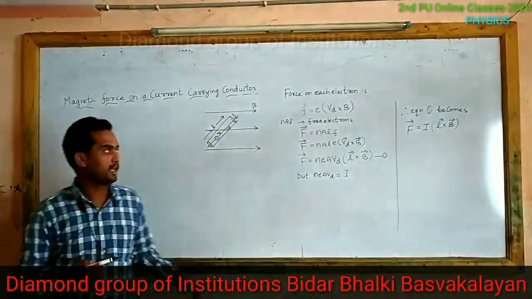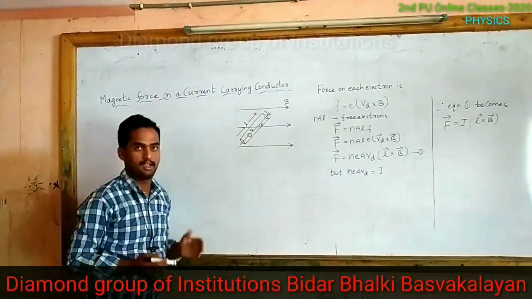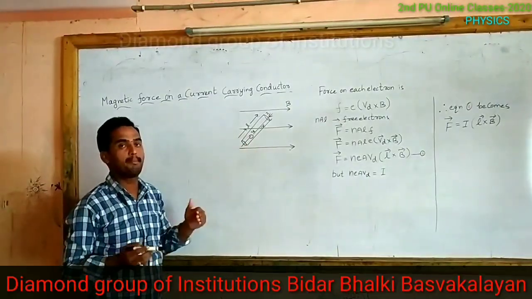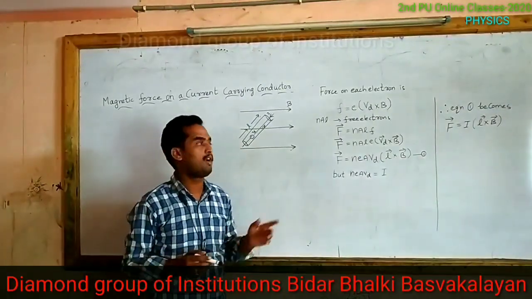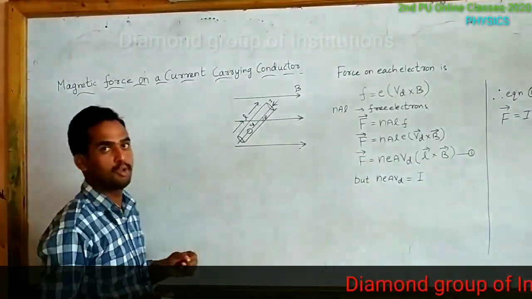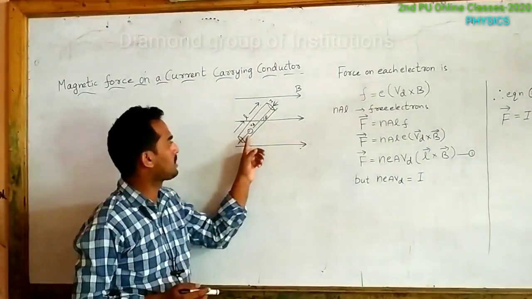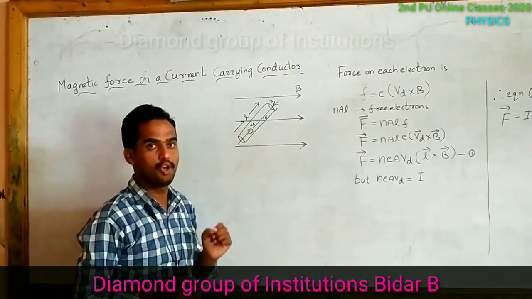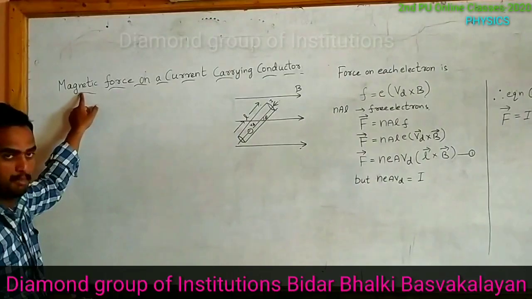So what is the topic today? Magnetic force on a current carrying conductor. Whenever a conductor is placed in a uniform magnetic field, it is going to experience a force. That means each and every electron present in the conductor is going to experience a force. What is the name of that force?